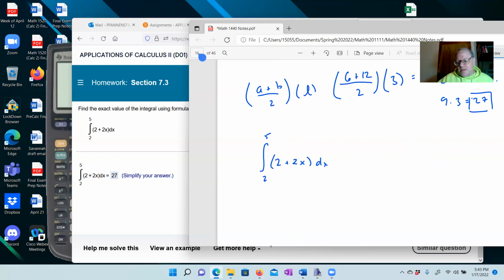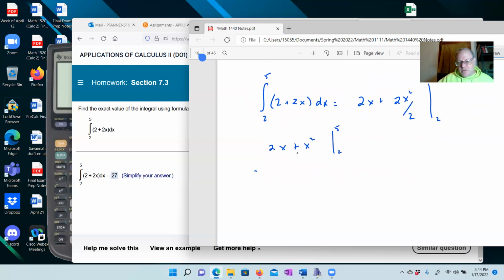All right. I think this one we don't need a u substitution. We could get one, but let's not bother. So this is just going to be 2x plus 2x squared divided by 2. We don't need a plus c because we have a definite integral. Okay, so we're going to have 2x, the 2's cancel, plus x squared from 2 to 5.